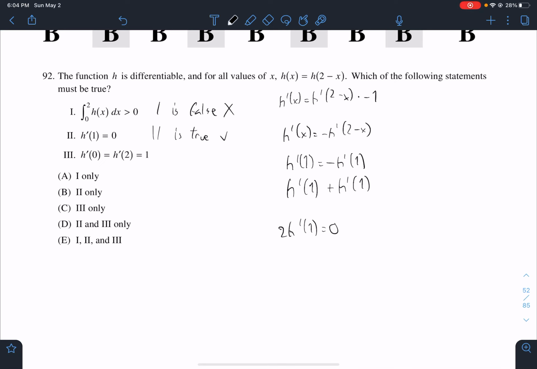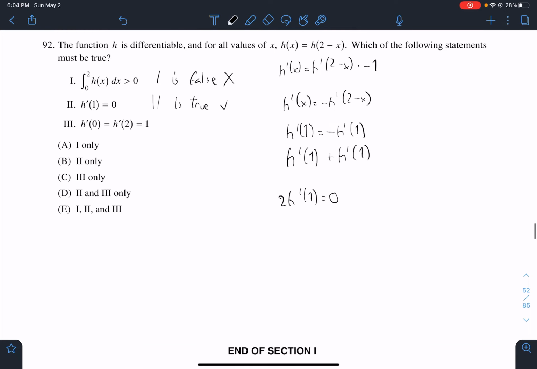That was my mistake. And for 3, we can see that h prime of 0 will be equal to negative h prime of 2. And so that contradicts 3. So 3 is false. And that makes B our only answer.